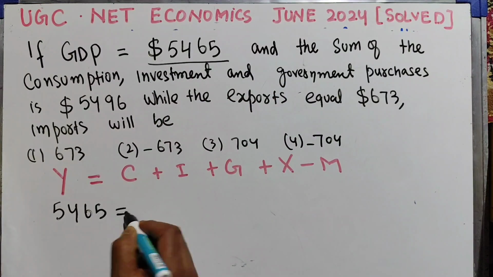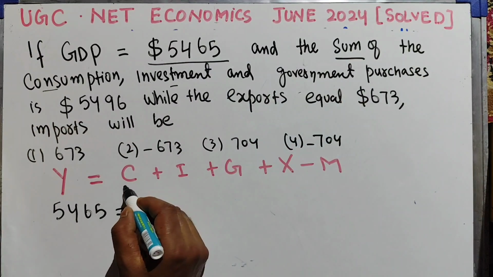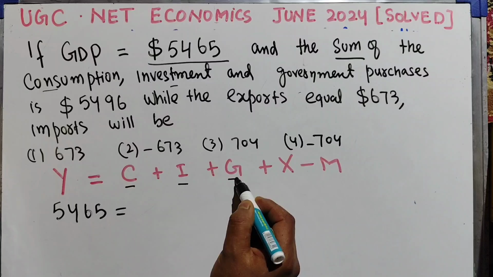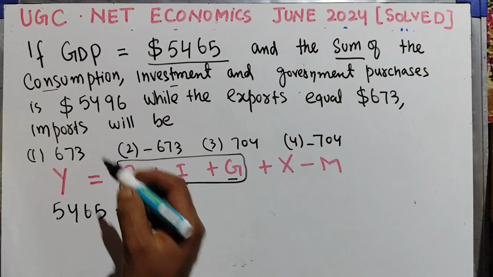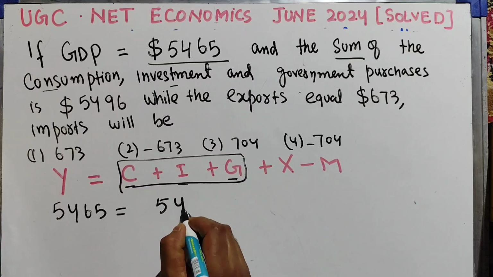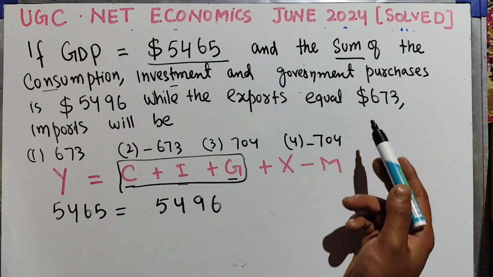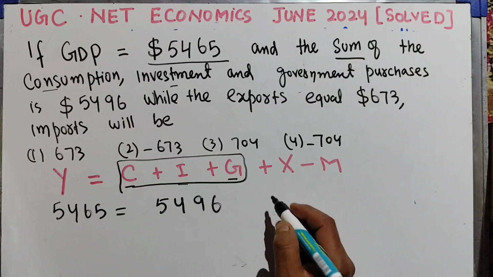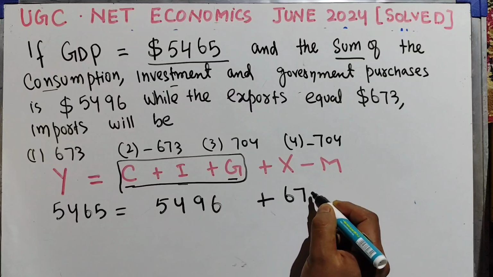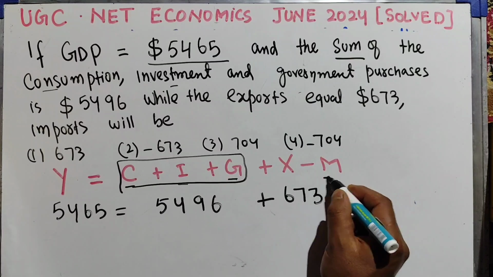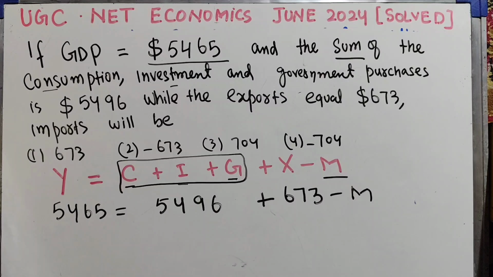5,465, and we are being told that the sum of the consumption, investment and government purchases, the sum of these three terms, is equal to 5,496, while the exports are equal to $673 billion. That means the value of X is equal to 673. We need to find out the value of imports, which is denoted by M here. So we have to solve this kind of equation.